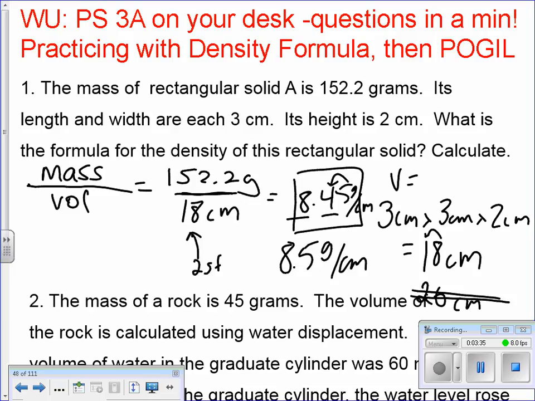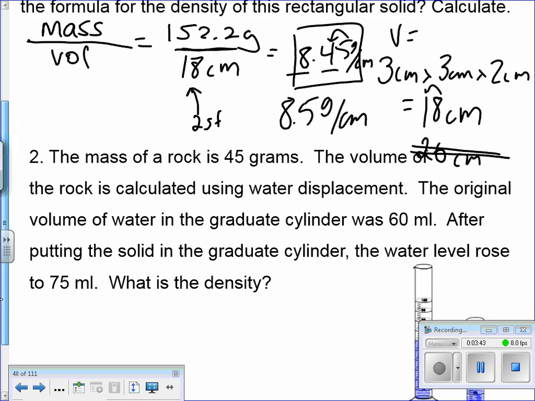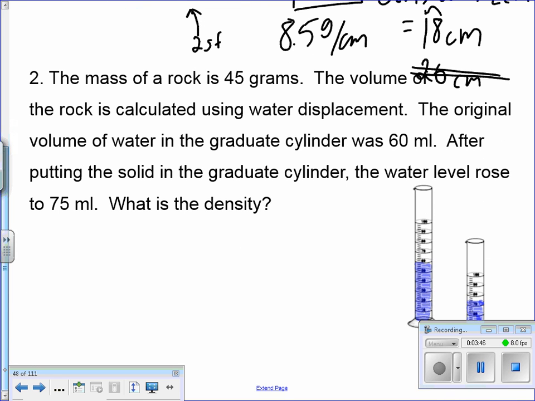We're good here? Okay, so that's an easier one because we have a prism and we have the length times width times height thing that we're kind of used to. This one's a little different. We have a pebble, I think, a rock, and the rock is 45 grams. The volume of the rock is calculated using water displacement. Who's ever used water displacement to get the volume of something? You probably accidentally have done that in the bathtub. You get in the bathtub, water displacement, water goes out of the bathtub, okay? So anytime that you insert something into water, the water level should increase.